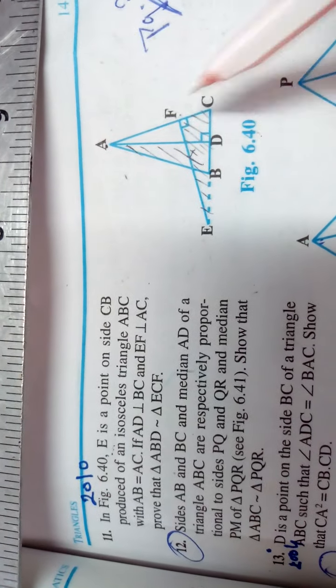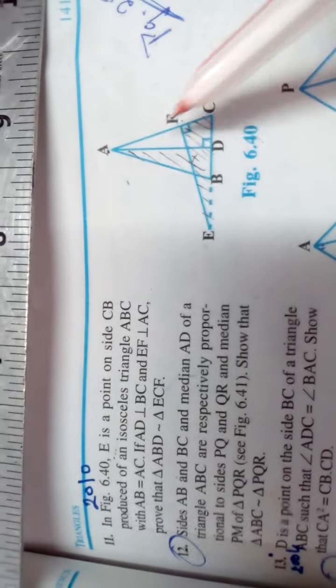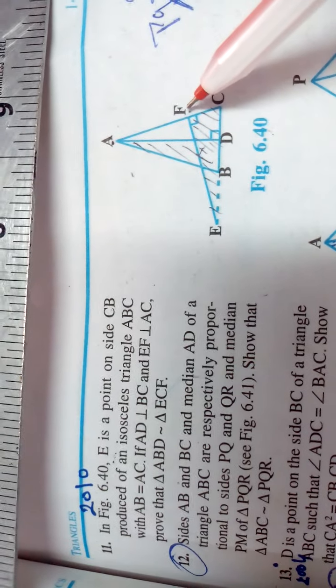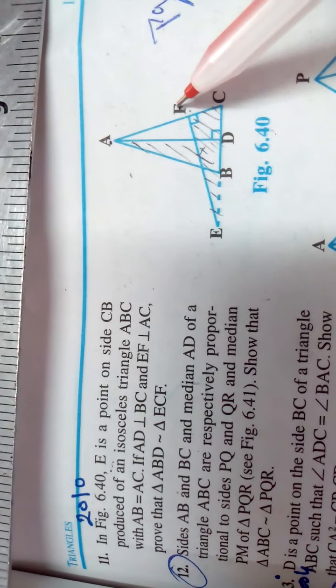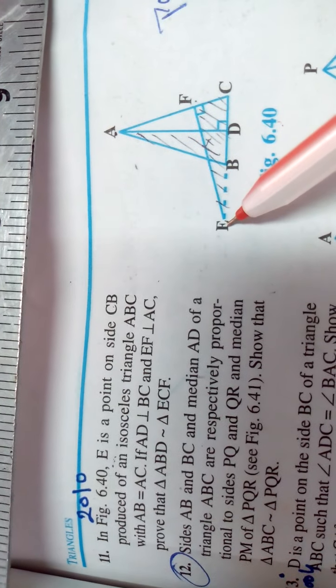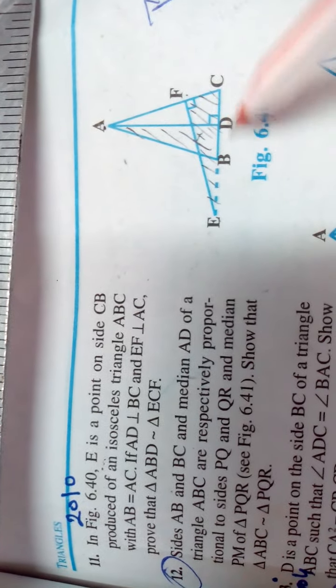Figure 6.40. ABC is an isosceles triangle, AB equal to AC. AD is perpendicular, and EF is perpendicular on AC, meets produced CB at E. You want to prove triangle ABD similar to triangle ECF. So here we will see.